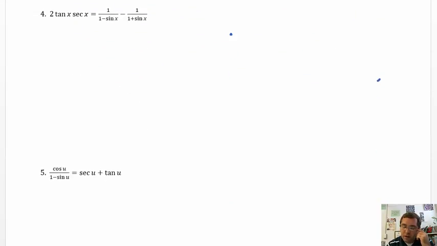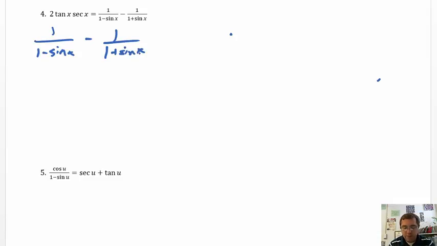Number 4. 2 tangent x secant x equals 1 over 1 minus sine of x minus 1 over 1 plus sine of x. So we're going to start with the more complicated side. Which side is the more complicated side? Clearly the one on the right. So let's start with that. We'll start with the 1 over 1 minus sine of x minus 1 over 1 plus sine of x.